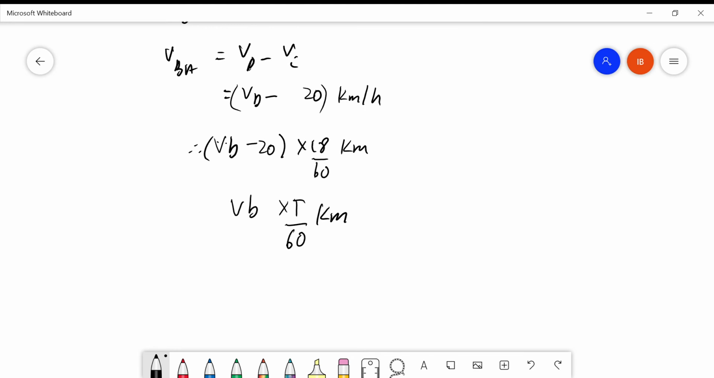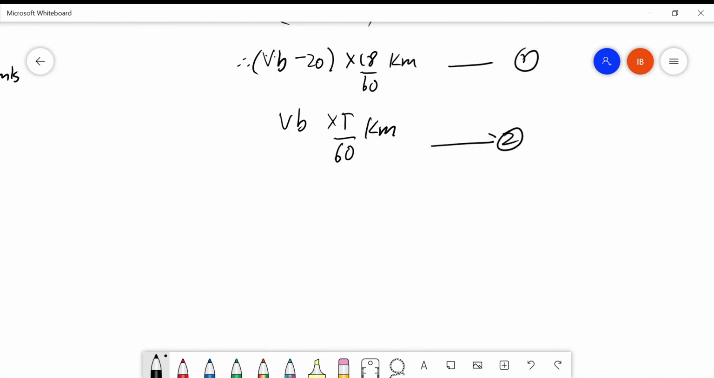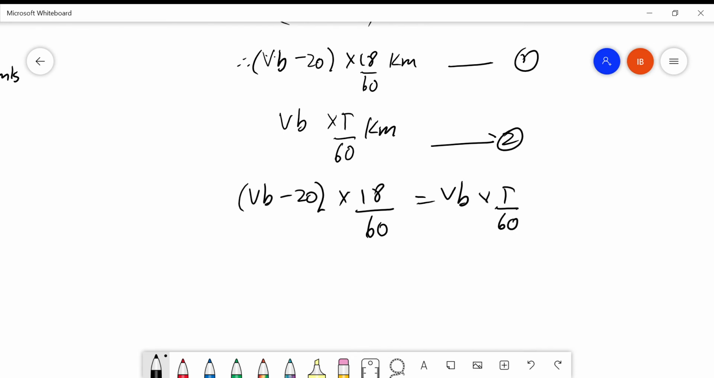Now, from equation 1 and 2, this is equation 1, this is equation 2. From that we can write VB minus 20 into 18 by 60 is equal to VB into t by 60, which is equal to VB minus 20 is equal to VB into t divided by 18.